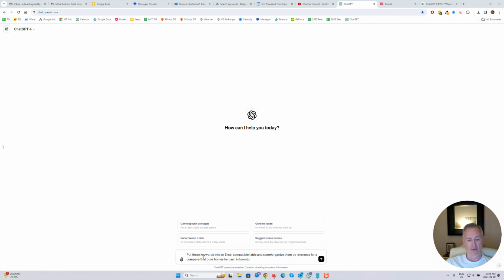And so the last bit is a description of the company, or it could be a description of the offer for which the keywords are going to be used. And that's how ChatGPT will score the relevance based on what the application is.